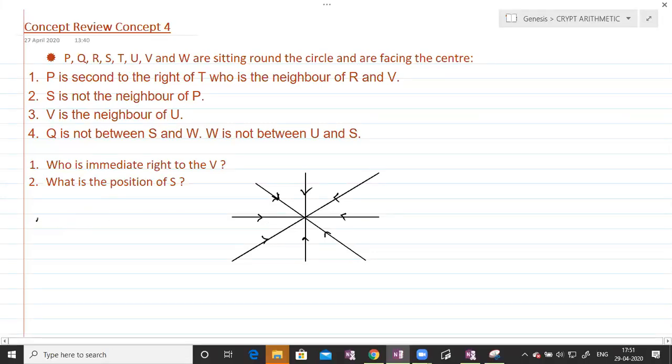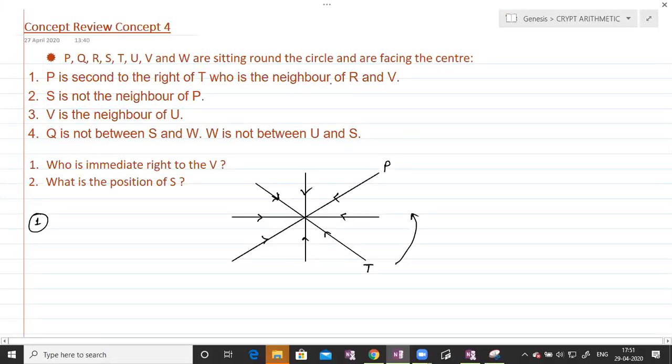The first statement says, P is second to the right of T, right? T can be anywhere, no problem. So let's say if T is here, where could P be? Second right. Right means what? Anti-clockwise. Remember, anti-clockwise. It means P must be here, right? I hope that is right. So this P should be here.